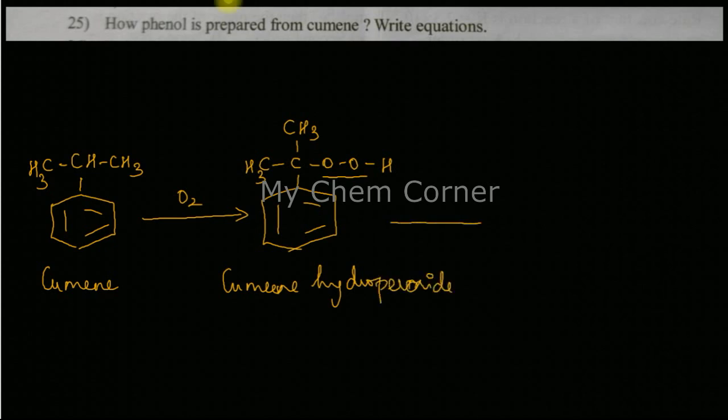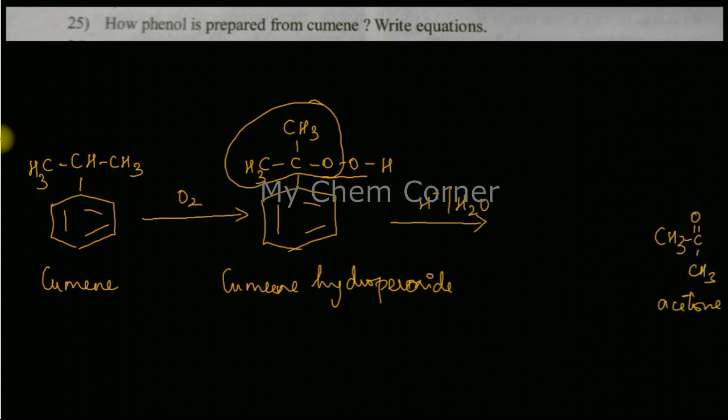Now this further will undergo acid hydrolysis and you will form this entire compound that will come out as CH3, C double bond O and a CH3. So what have you formed here? Acetone is the byproduct. This OH that is here will bond directly to the benzene ring and it will form the product that we want, which is phenol.